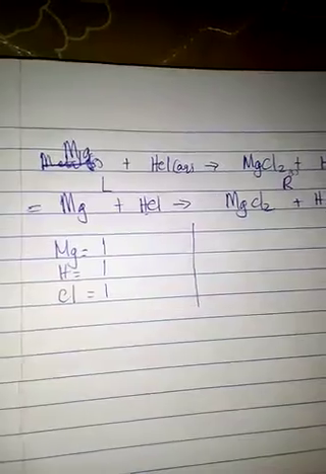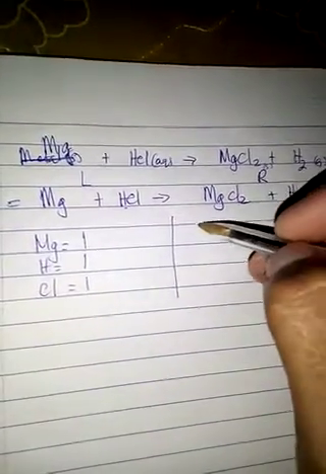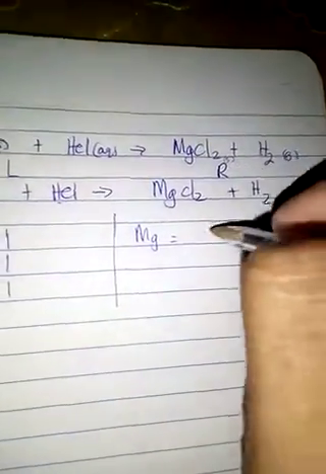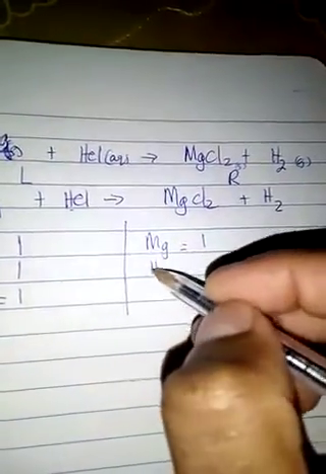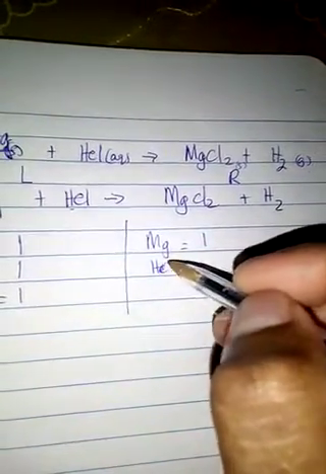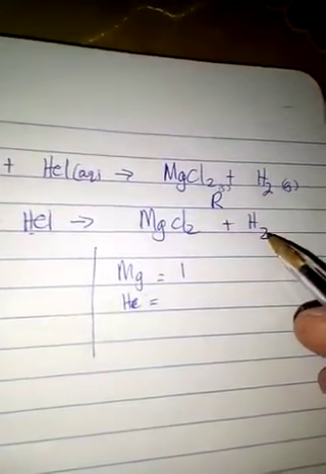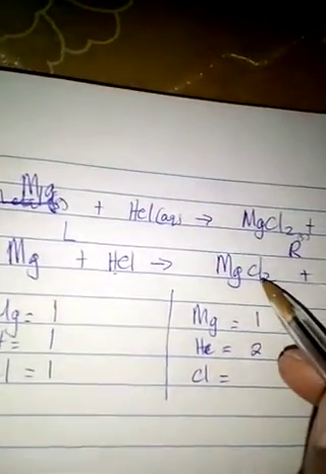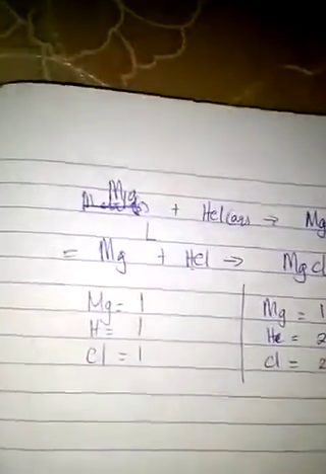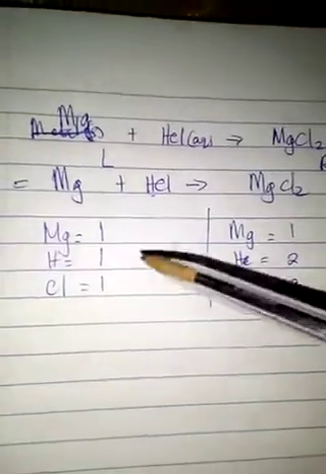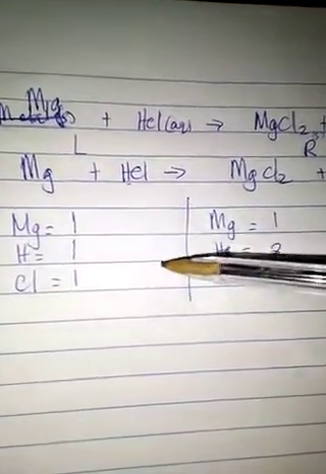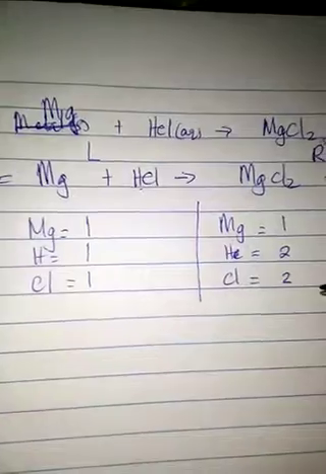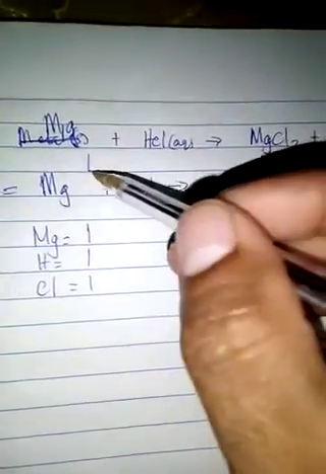On the right side of the equation, which is the products, magnesium, you have how many magnesium there? We have one magnesium. What about hydrogen? You have two hydrogen. And what about chlorine? You look at this chlorine here, there's two chlorine. So look at the general atoms on the left side and the right side. You have all one here, one, two, two on there. It's not balanced.